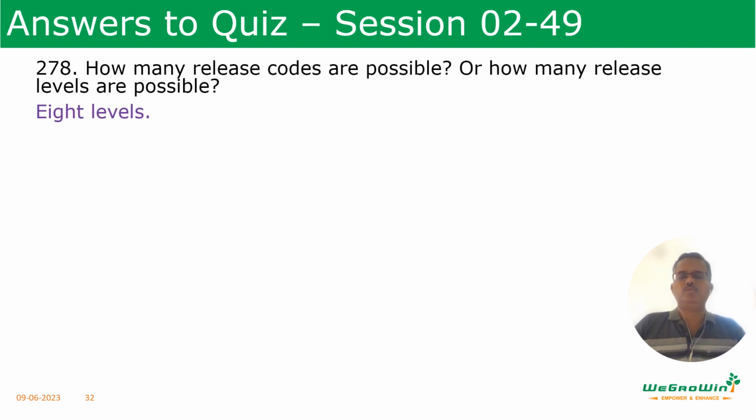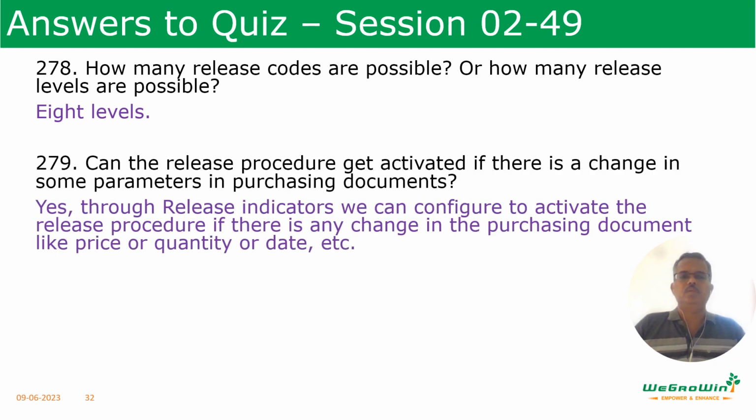So how many release codes are possible? 8 release codes are possible. That is 8 levels, 8 approval levels can be given in SAP. Can the release procedure get activated if there is a change? Yes, that can be done. We saw that when indicating the release indicator, while configuring, there are various options. When there is a change, with how much allowance, those things can be done. Those things we discussed here.